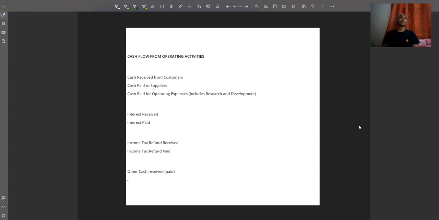So friends, here you can see this is basically the direct format of representation. Here there are specific items mentioned: cash received from customers, cash paid to suppliers, cash paid for operating expenses including research and development, interest received, interest paid, income tax refund received, income tax refund paid, other cash received. If you total them, you arrive at the net cash flow from operating activities. So this is how the direct representation happens.